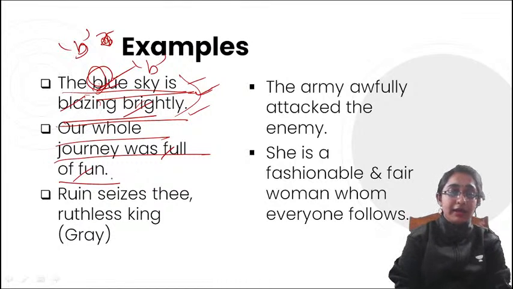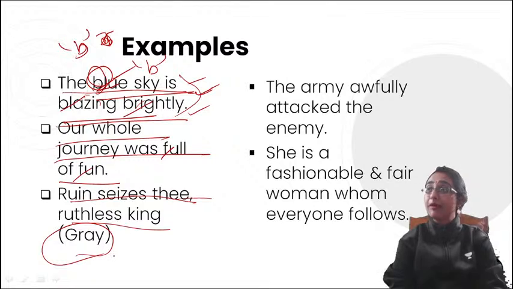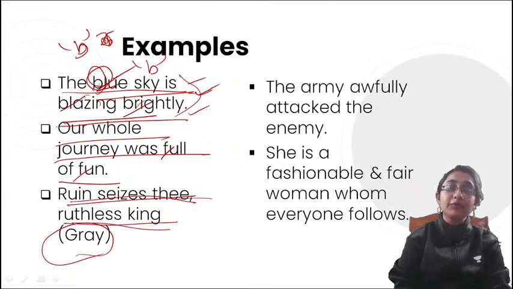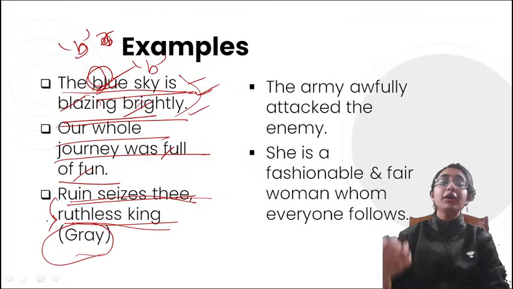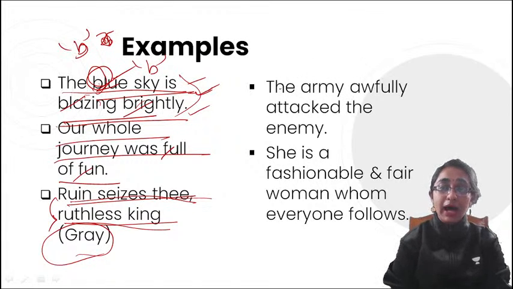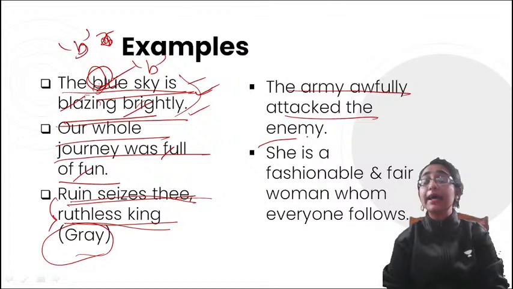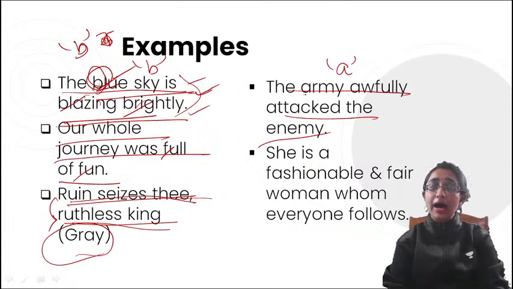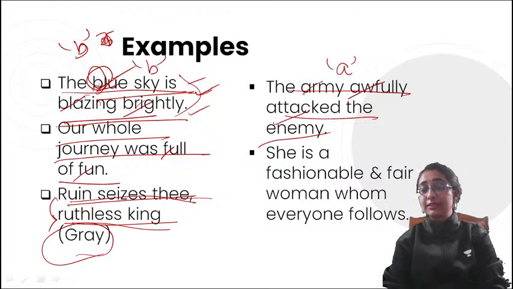Okay. Ruin seizes the ruthless king. This is an example from Thomas Gray. Okay. Ruin seizes the ruthless king. The letter R is repeated. R sound is repeated. Ruin, ruthless. Okay. So another example, the army awfully attacked the enemy. So the A sound is repeated. Right. Army awfully attacked the enemy.